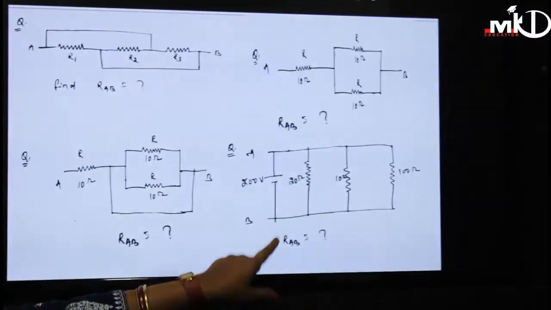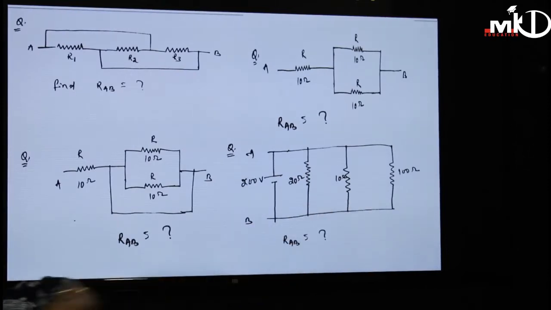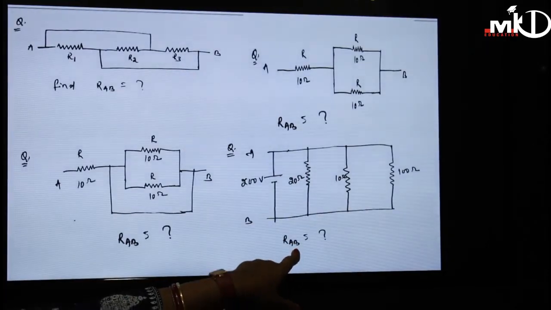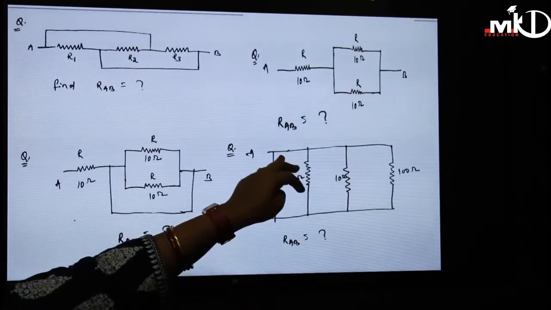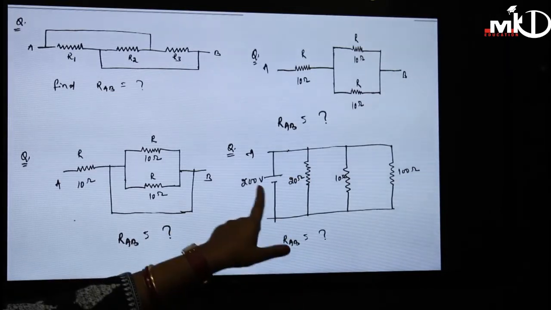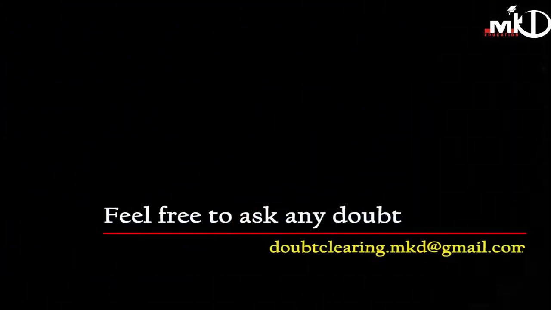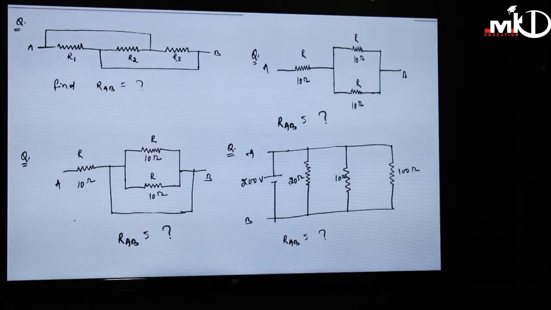Here we are having one voltage source in the circuit and three resistances in parallel, and we need to find out RAB. So if we find out the total circuit current, then I can find out V by I is equal to R. Total circuit voltage by total circuit current is equal to total resistance. So let's solve it.